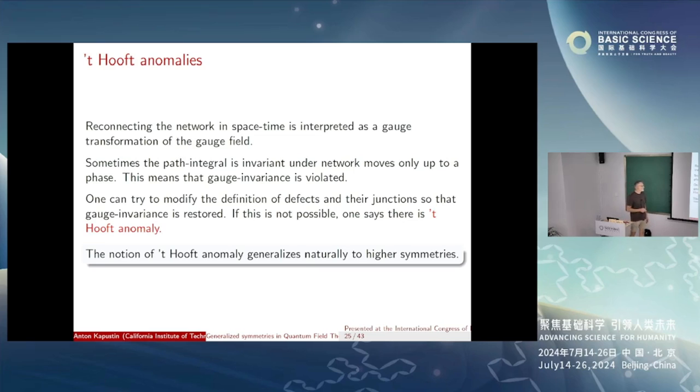In this case, there's some leeway in how you define defects and their junctions. You may try to restore gauge invariance, but if you cannot do that in a local way, then you say you have a 't Hooft anomaly. So this is the notion of a 't Hooft anomaly for global symmetry, or zero form symmetry. But you can naturally generalize it to higher symmetry simply by considering networks of defects of higher codimension. If you reconnect the network and the path integral changes by a phase, and you cannot remove this phase by simply redefining the defects, then you say you have a 't Hooft anomaly.